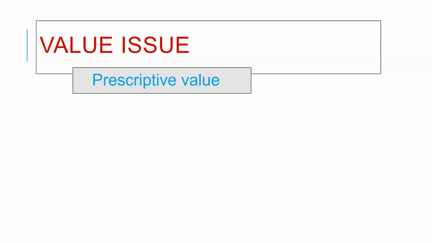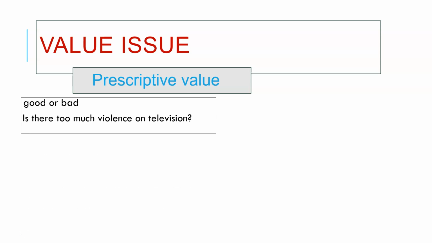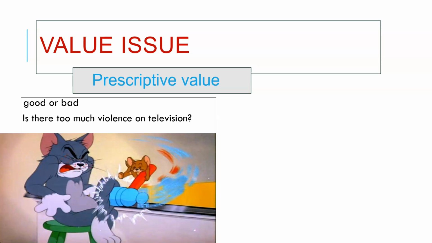So when we look at a value or a prescriptive issue, we're going to look at questions that will talk about good or bad. Is there too much violence on television? The key term there is too much. What might be too much for you might not be too much for me. So when we think about that, I think about the cartoons, and someone who might think that, yeah, it's not too much. We'll see this cartoon and say, yeah, that's just a cartoon. It's funny. Kids enjoy it. No one's going to believe that a mouse can really hit a cat with a hammer. But those who think it is too much would say, yes, there is too much violence on television. Look at our cartoons. Even our cartoons are violent. So it's really about our own value system.